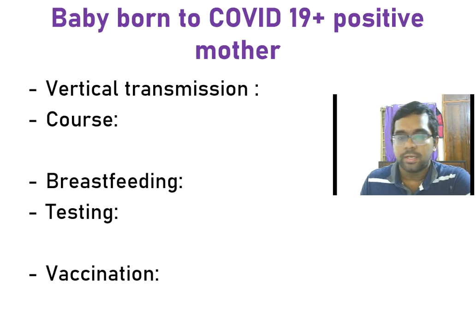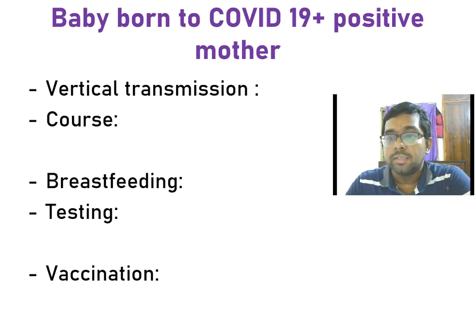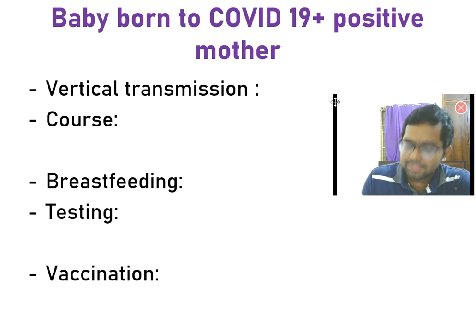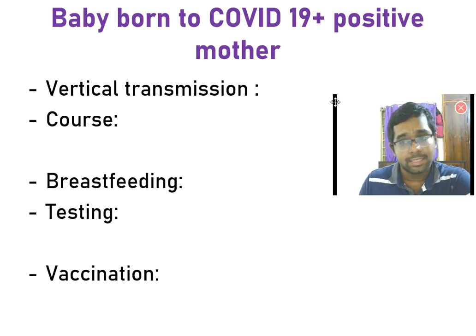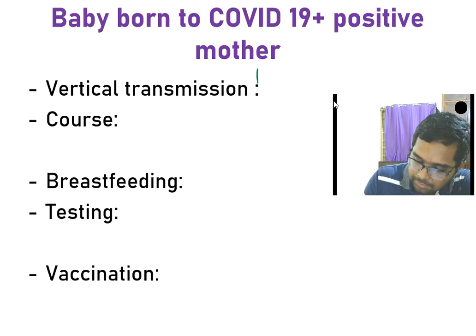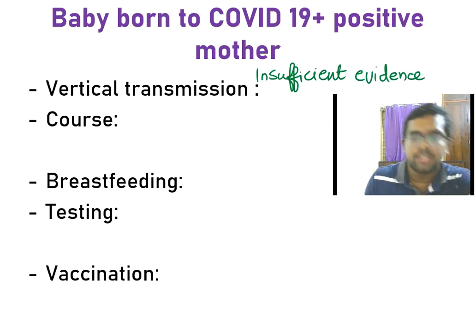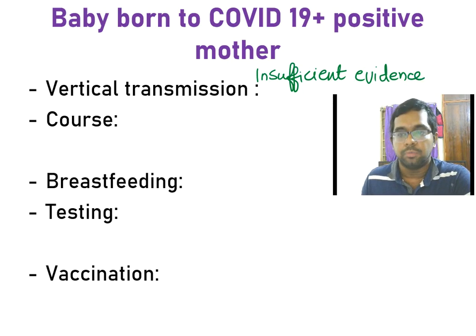Now, the last point is regarding a baby born to a COVID-19 positive mother. How are you going to manage this baby? Some certain points need to be emphasized here. Vertical transmission, is there a possibility? There may be a possibility, but at this time there is insufficient evidence. Very important point: there is insufficient evidence to say that there is a definite chance of vertical transmission. So at present, no.